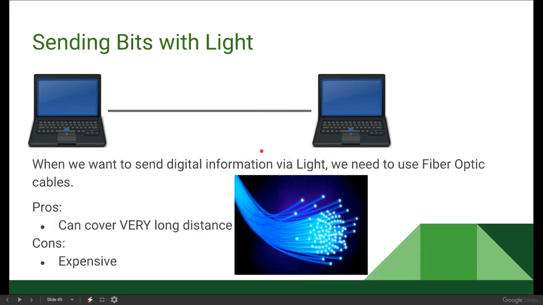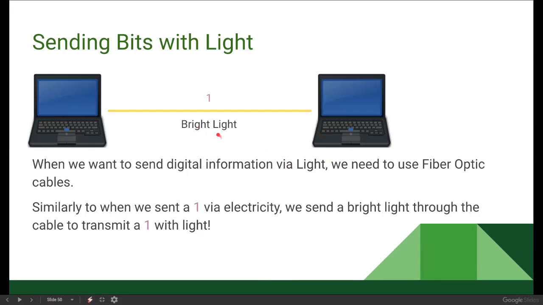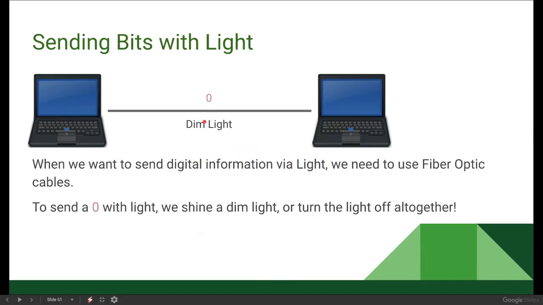The principle, however, is very similar in how we actually transmit data. To send a 1, we're going to send a bright light through the cable. And to send a 0, we shine a dim light, or we turn off the light. So we can alternate bright light and dim light to send 1s and 0s across a fiber optic cable.